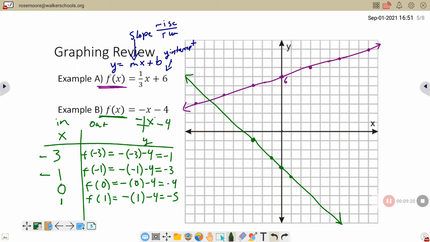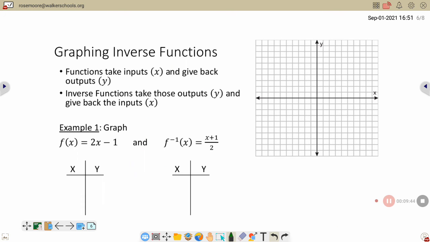Here's our negative 4, and we fall 1, run 1, fall 1, run 1. All right, if you're still struggling with graphing, go back and watch the video that is also linked up there. If you're in doubt, plot points until you have enough points to graph the entire line. Look to the right to the next section. What we're going to do is graphing inverse functions.